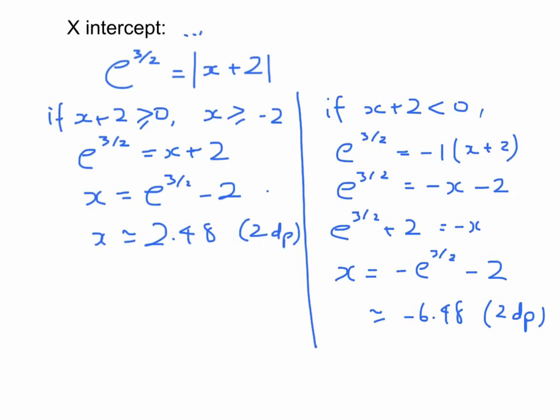So to clarify, if I was to look back here, this would give me x is less than negative 2. Okay, and that makes sense. It matches up because negative 6.48 is indeed smaller than negative 2.